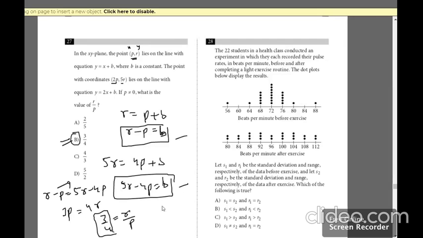Or if it's possible, you can get it over here by dividing by p on both sides, as we require the r by p value. So you get 3 by 4 equals r by p. Even that can be done.